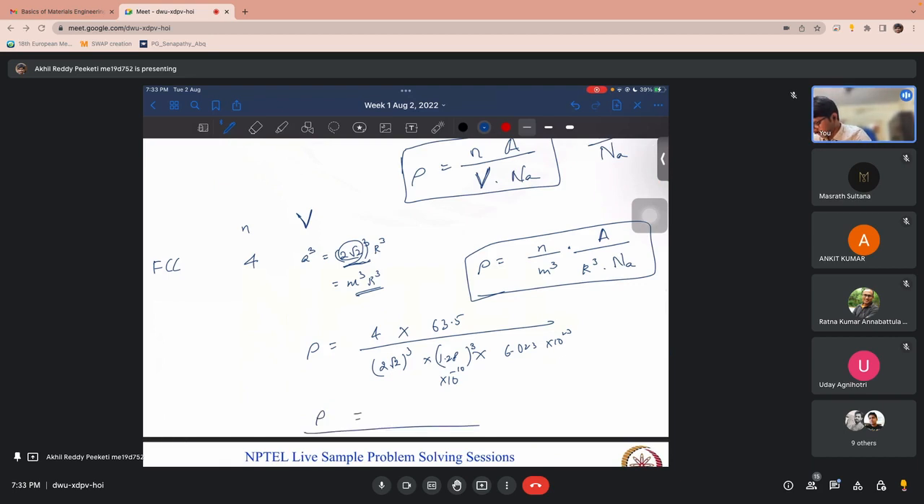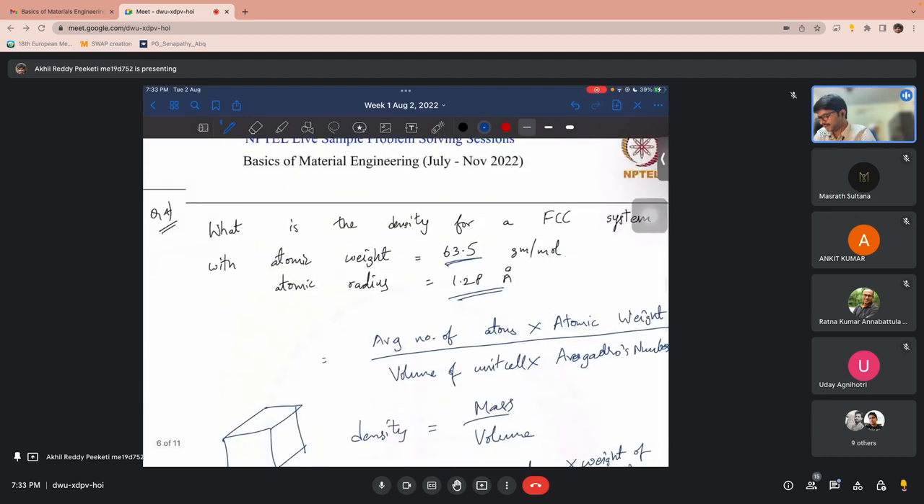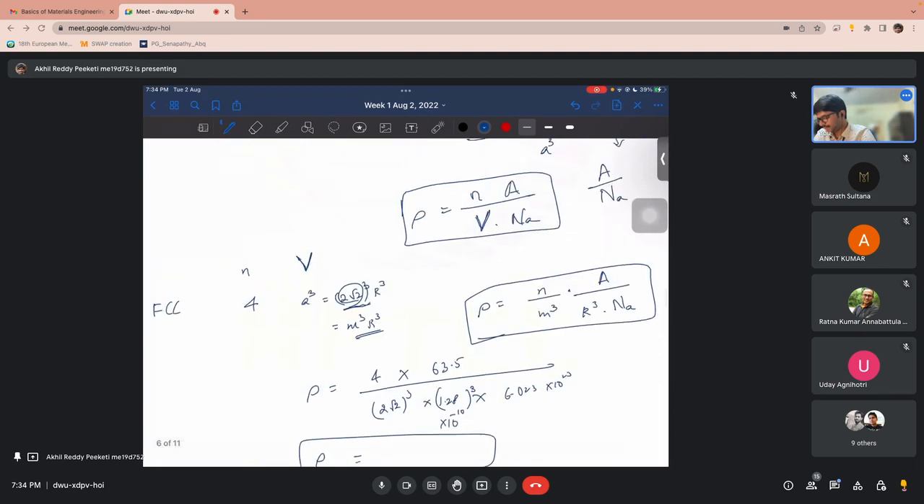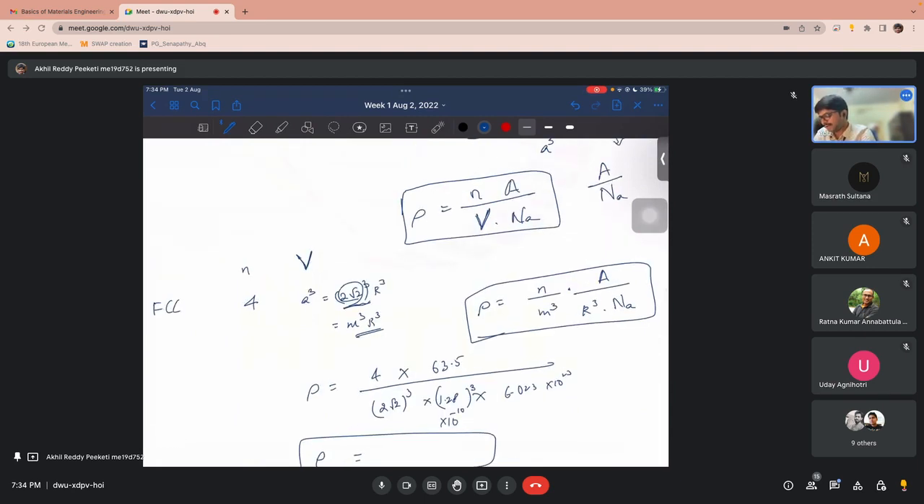So this way you can estimate the density for any system, knowing the atomic weight and the crystal structure. Even if you are given the atomic weight, radius and density, you can estimate what n by m cube should be, and because you know n and m for each kind of unit cell, you can back calculate what the unit cell or crystal structure should be to have such a density. So is this clear?